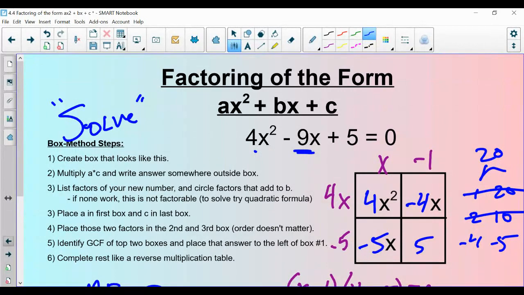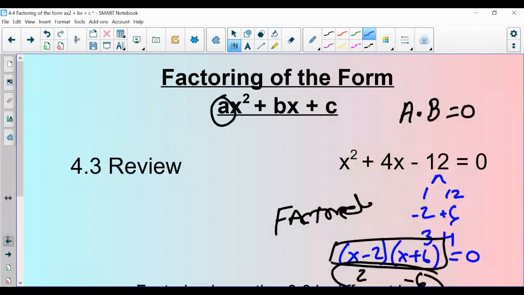Okay. If there isn't a number in front of the x squared, remember, we could use just looking at the c term and listing the factors and writing it out.